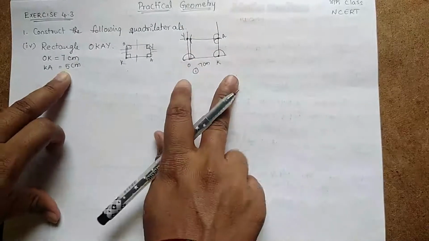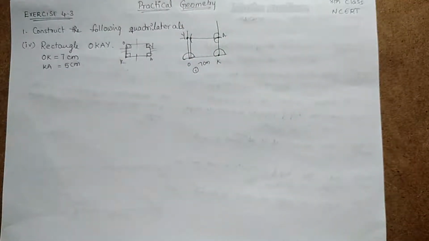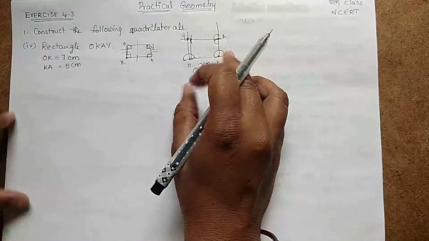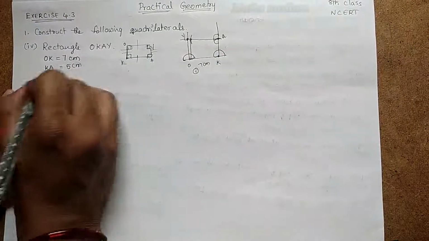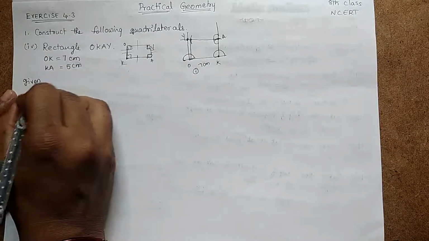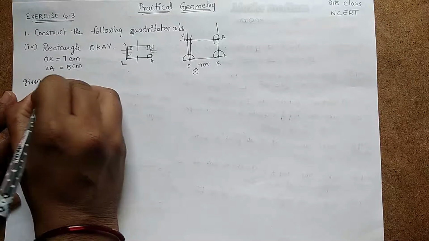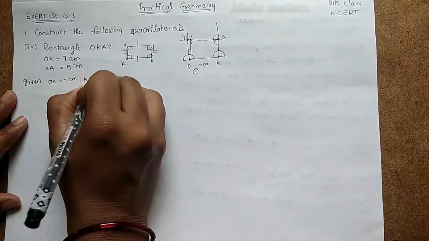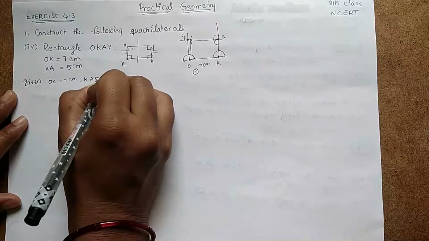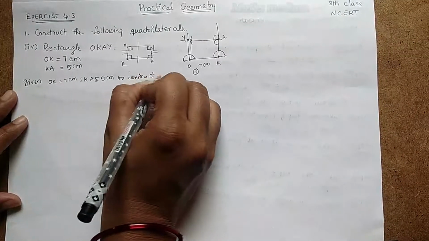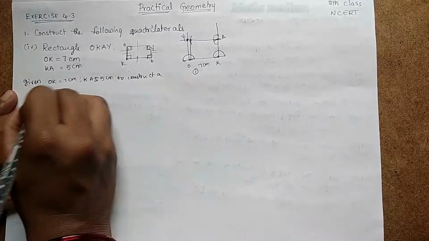Here we have two methods, but I am using angles. So let's start the step by step procedure. Before that, we have to write the given: OK is equal to 7 centimeters, KA is equal to 5 centimeters. To construct a rectangle.